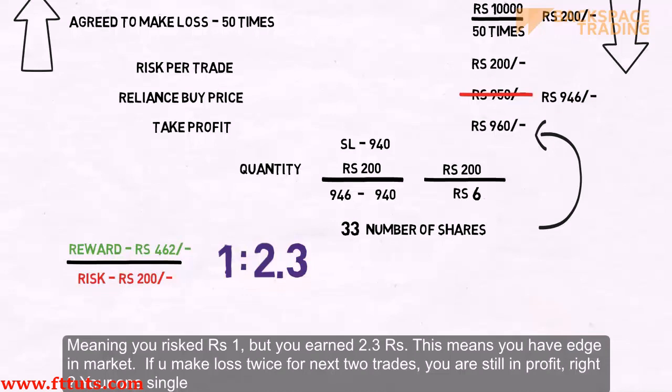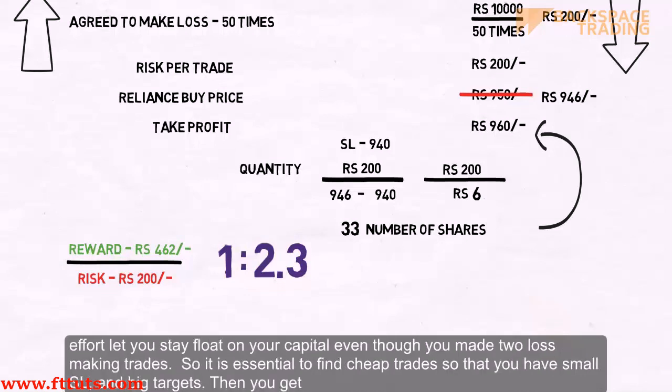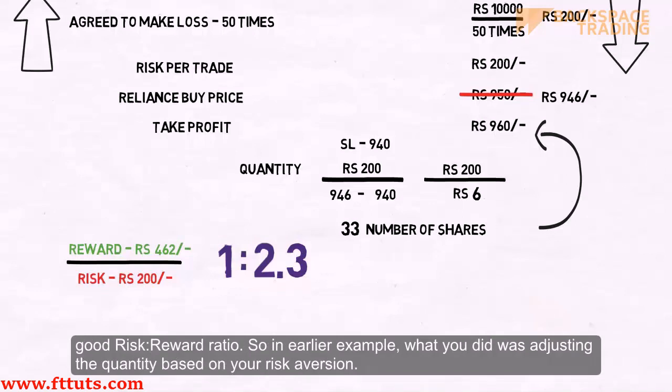This means you have an edge in the market. If you make a loss twice for the next 2 trades, you are still in profit, right? Your one single effort let you stay afloat on your capital even though you made 2 loss-making trades. So it is essential to find cheap trades so that you have a small SL and big targets. Then you can get a good risk reward ratio.